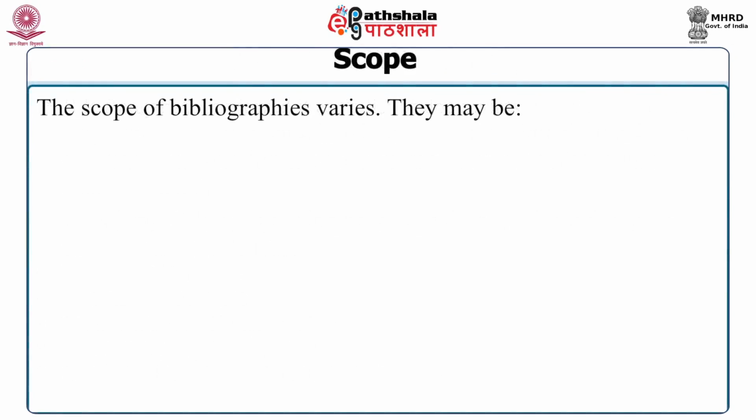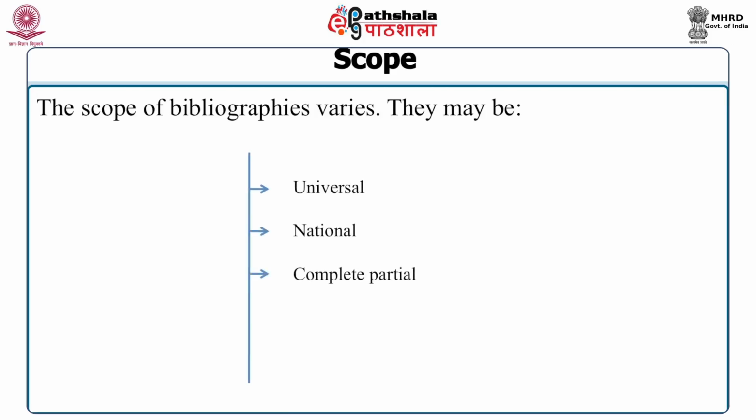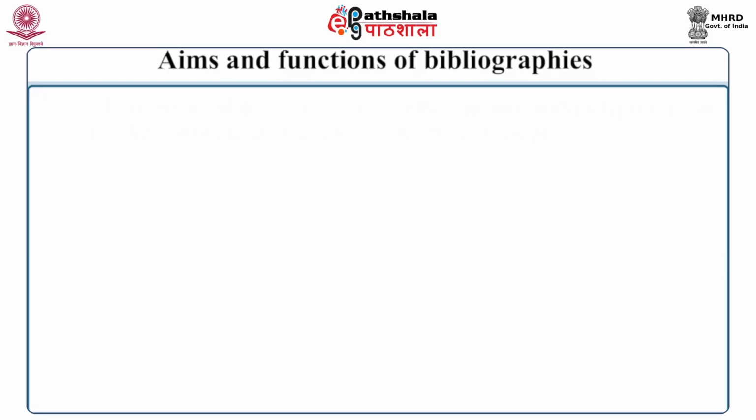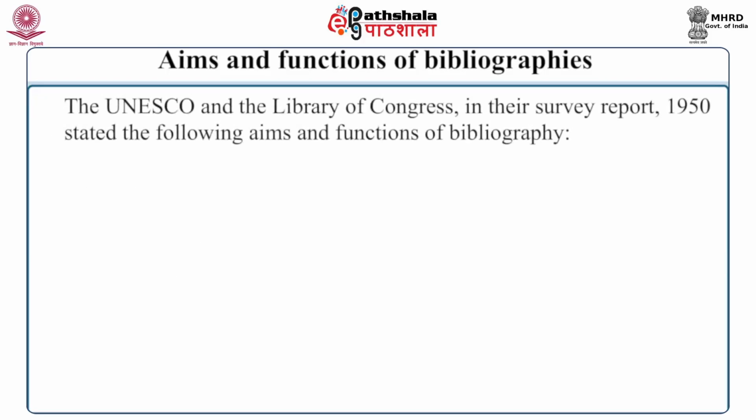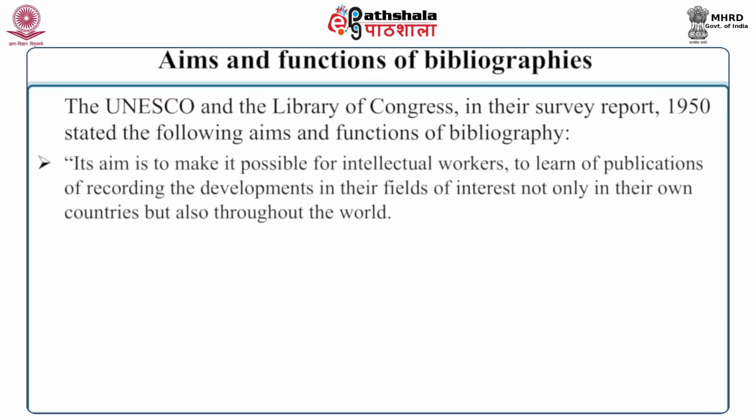The scope of bibliographies varies because they may be universal, national, partial towards a region or a subject. They may be comprehensive or just a reading list. What are the aims and functions of bibliographies? In the 1950s, UNESCO and the Library of Congress listed the aims of bibliographies. The first one is to make it possible for intellectual workers to learn of publications recording the developments of their fields of interest, not only in their own country but also throughout the world.